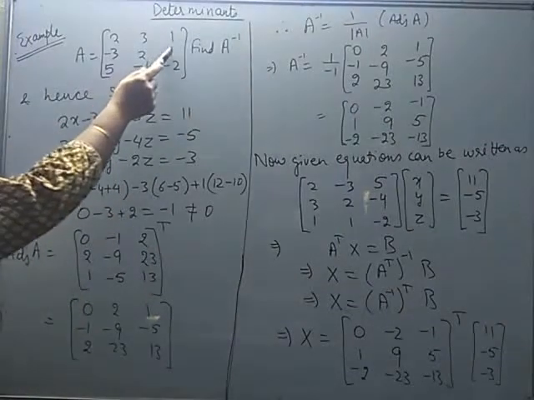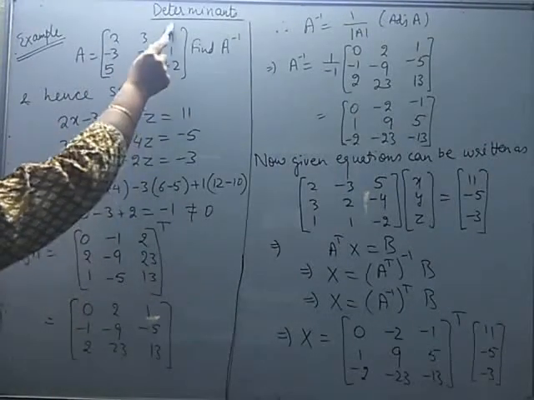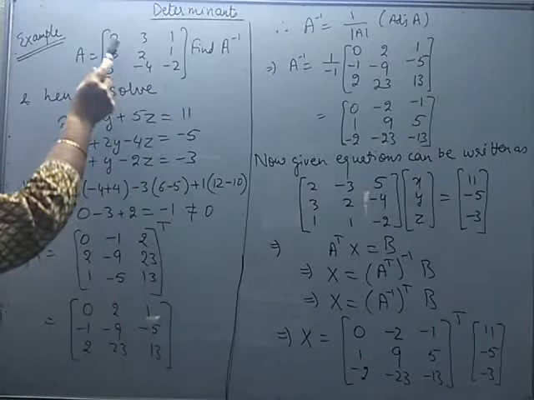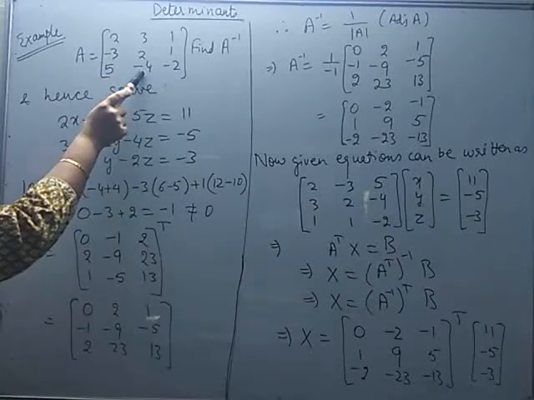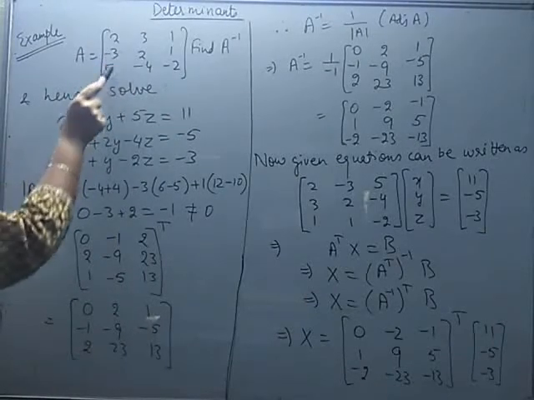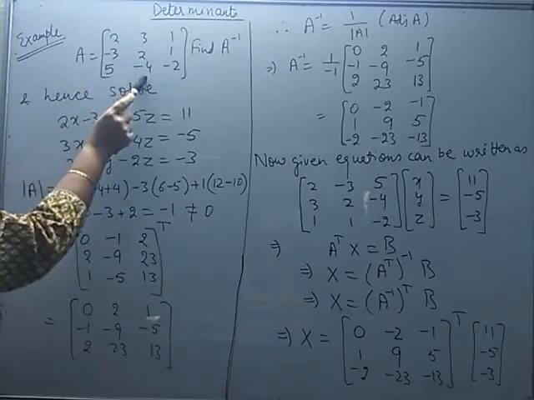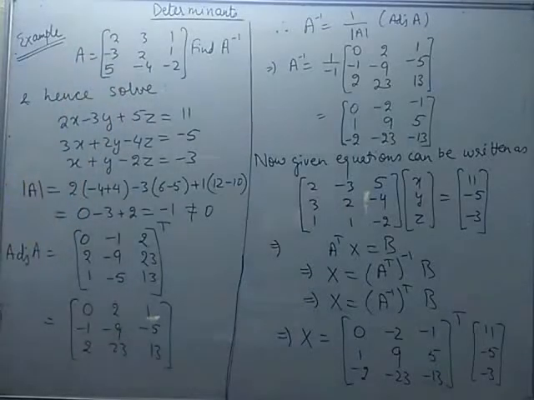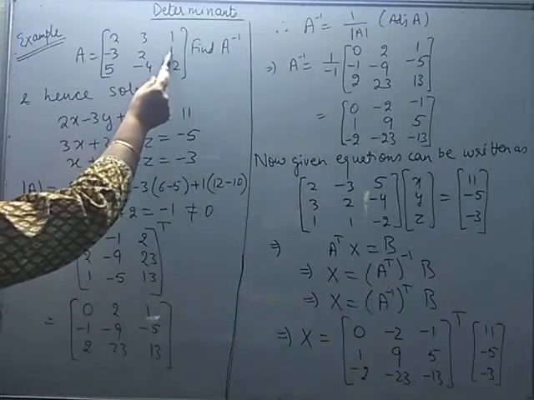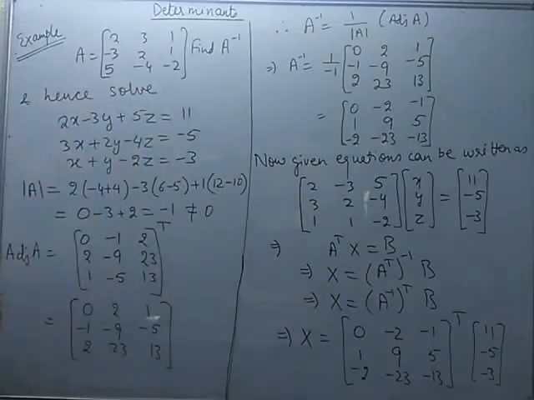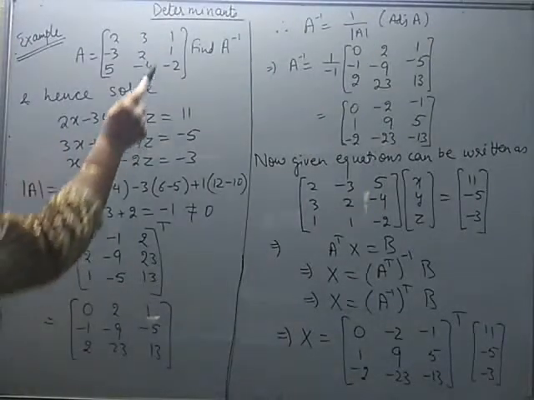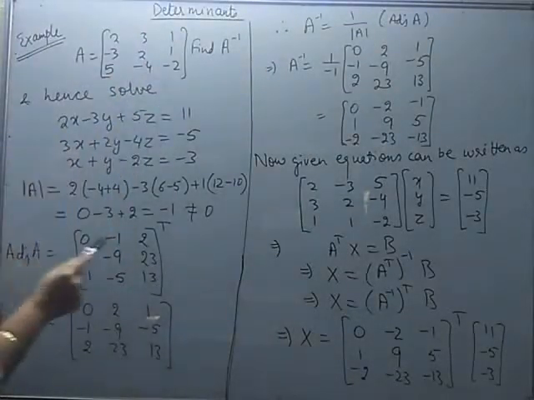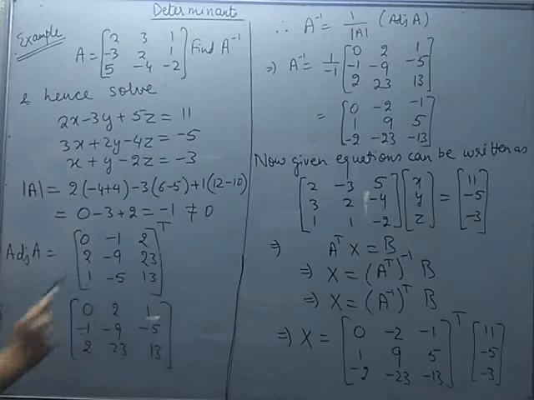The last element of this row can be obtained by hiding the second row and the third column. So 2 into -4 is -8. Then minus the product of these two, which is -15. So -8 minus 15 is -23. But we have written 23. That is again because the position here is 2, 3, and 2 plus 3 is odd. So the minor will multiply with -1. So -23 multiplies with -1 and we get 23.